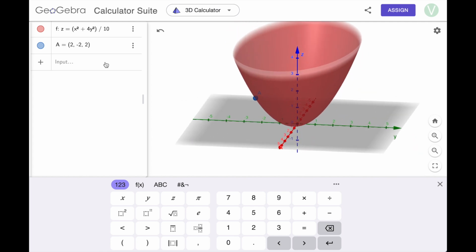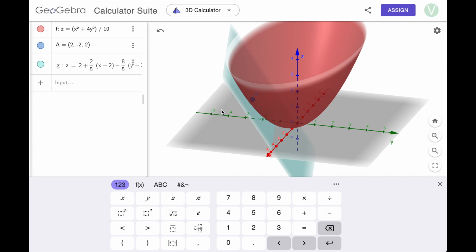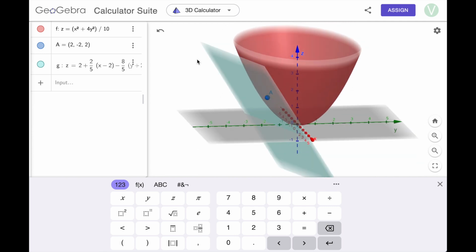And now we want to determine whether or not our tangent plane is correct. Here I'm wishing that I had maybe simplified it a little bit more algebraically. So we have z is equal to 2 plus 2/5 times x minus 2 minus 8/5 times y plus 2. And when that plane comes up, we can see that it actually is tangent to our surface function at the ordered triple. So our answer appears to be correct.